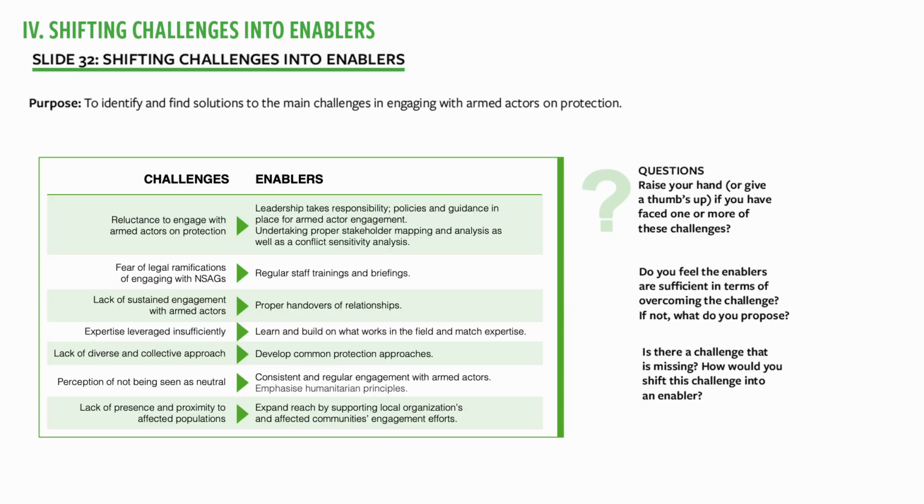For this slide, it is important to identify the challenges that participants face in terms of engaging with armed actors to achieve protection outcomes. Some may be on this slide, others may be missing. For those challenges that the participants identify with, discuss how the challenges can be shifted into enablers, or in other words, how to overcome the challenges. More details on the enablers presented here are in the explanation section of the Facilitator's Guide. Participants may disagree with the enablers or even present new ones. For new challenges shared, see if the participants themselves can propose ways in which to overcome them.